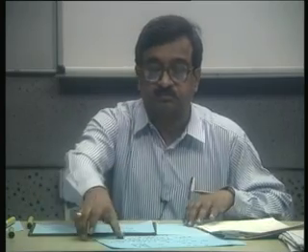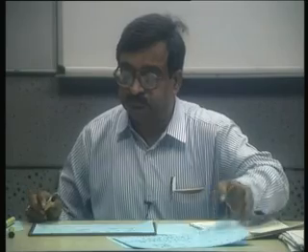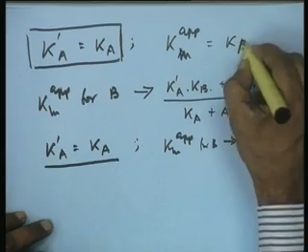So basically, in the first case, the Km apparent is equal to Kp. It should be Ka. In the first case, yes, you are right. This should be Ka. You are right.